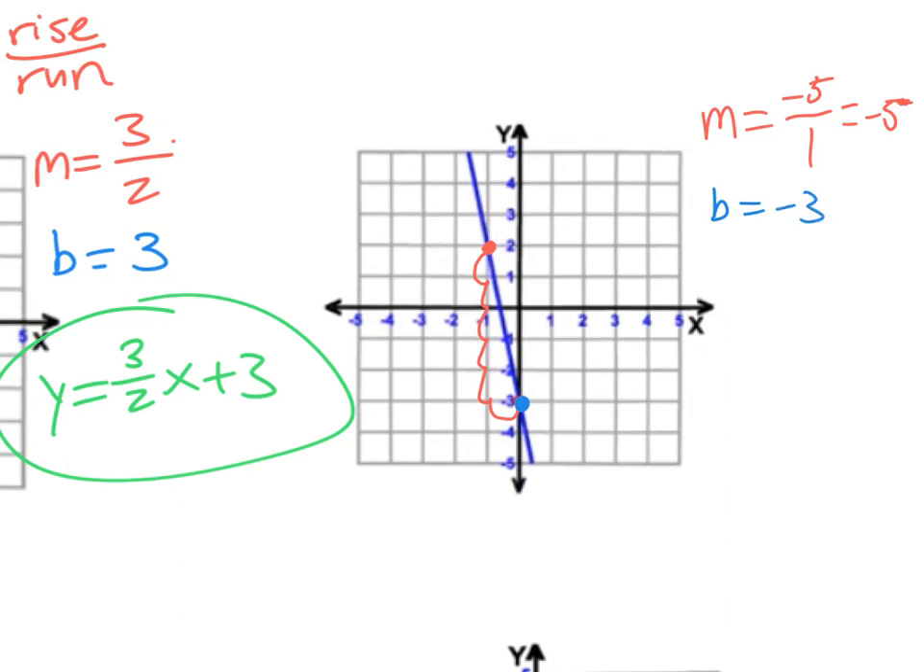Okay, so when we write our equation, we end up with y equals mx plus b, so negative 5 times x, plus our y-intercept, which is negative 3. So we'll just have plus negative 3 or minus 3. Okay, and that is the equation for our line.